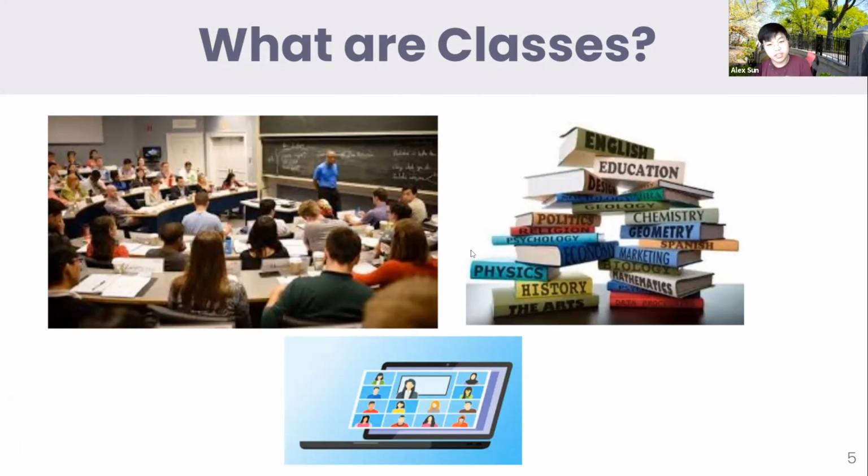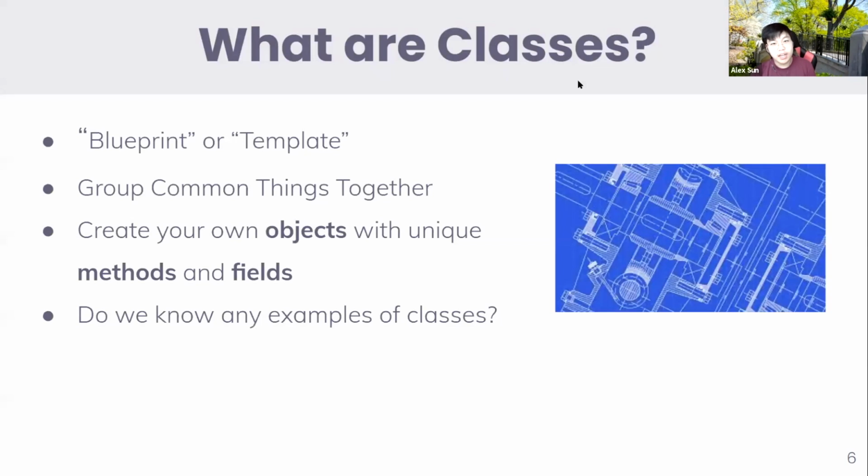But in programming, obviously, we're talking about something a little bit different. So what is a class in programming? It's like a blueprint or a template. Now, what does that mean? It means we can make a bunch of similar things that share a lot of different things. So in Java terms, you create your own objects with unique methods and fields. We only know what methods are, so like functions. So we know that these classes can have their own functions and things. And we'll learn what the other two mean in a second.